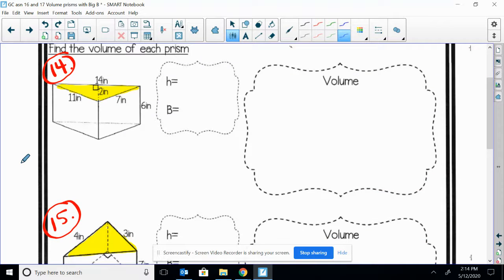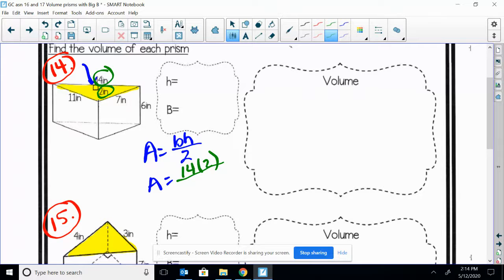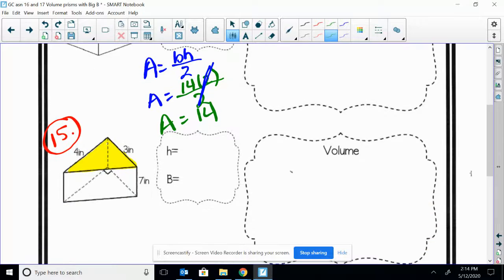All right, we have another triangle. Little b times height divided by 2. And I look for that right angle right there, and I see that 14 is my base, 2 is my height. And I know 2 and 2 cancel each other out. Area equals 14 square inches, or inches squared.